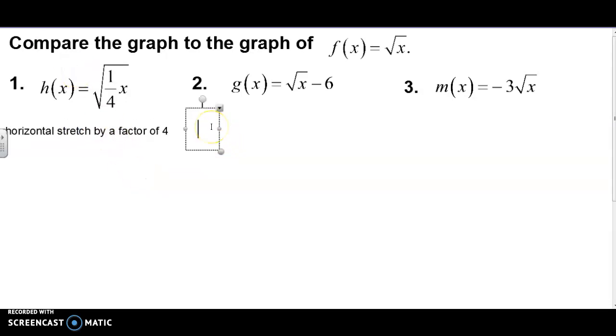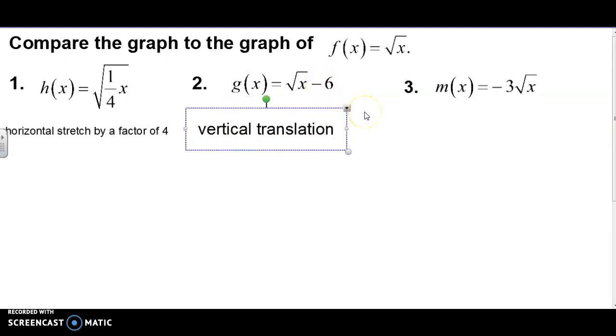For number 2, here we are subtracting 6 outside of the radical sign, which means that is going to be a vertical translation. And since we are subtracting, it's a vertical translation down 6 units.